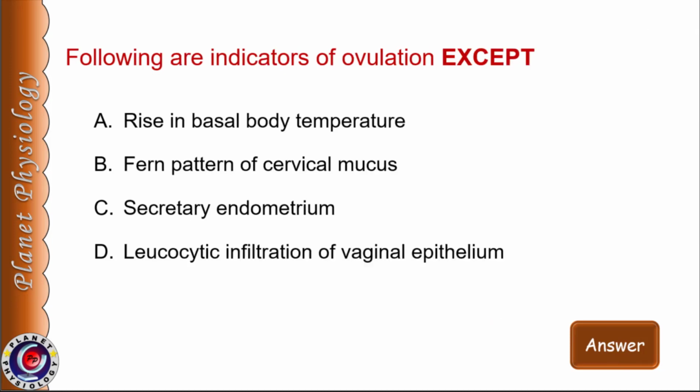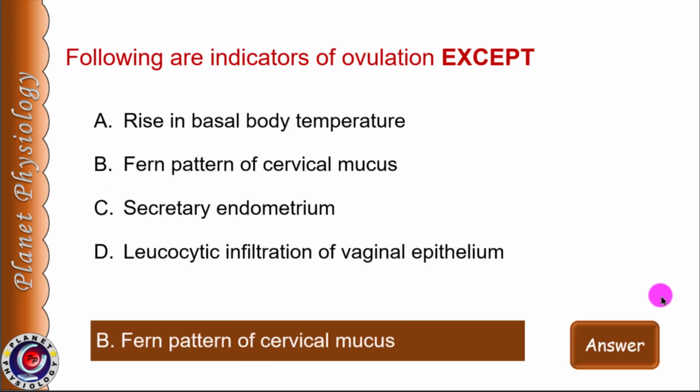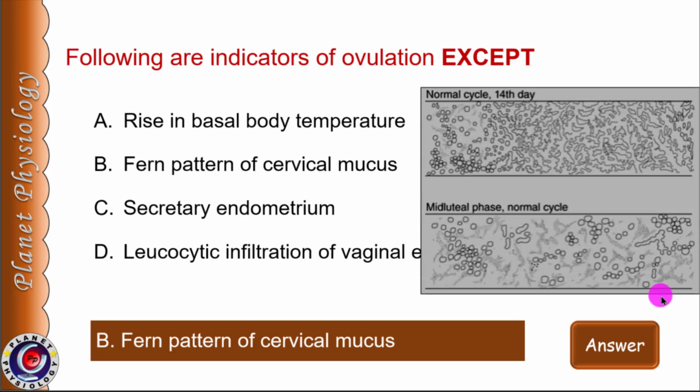Another question related to ovulation. Following are the indicators of ovulation except A. Rise in basal body temperature, B. Fern pattern of the cervical mucus, C. Secretory endometrium and D. Leukocytic infiltration of vaginal epithelia. And the correct answer is option B. Fern pattern of cervical mucus. Remember that after ovulation, fern pattern of the cervical mucus is lost because under influence of progesterone, cervical mucus becomes thick.